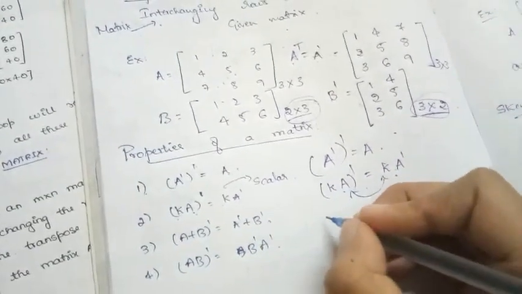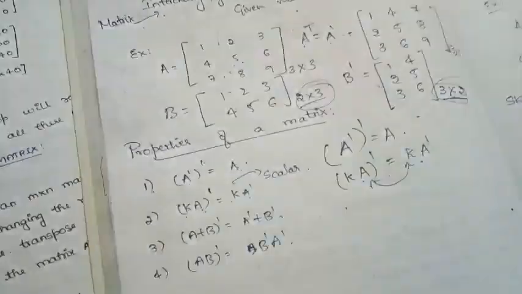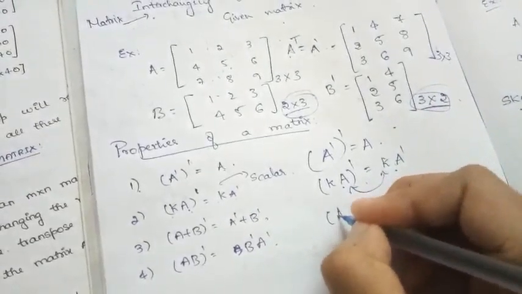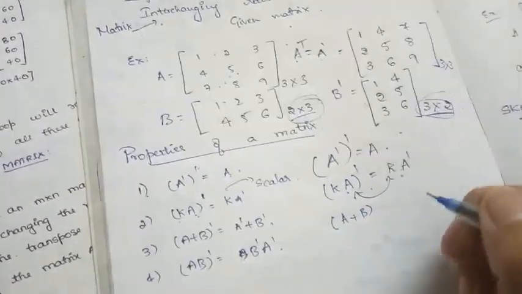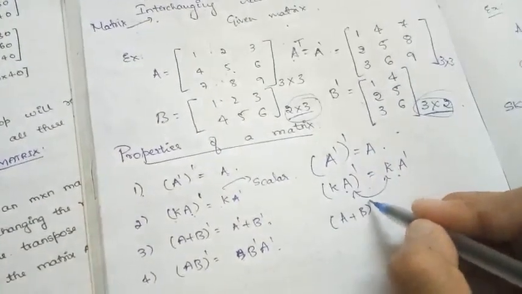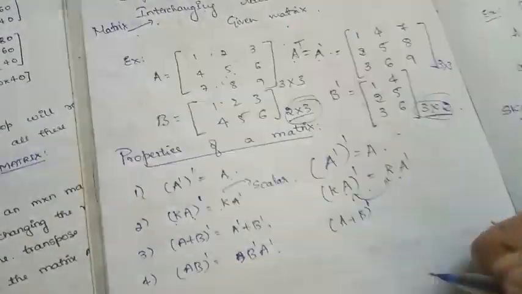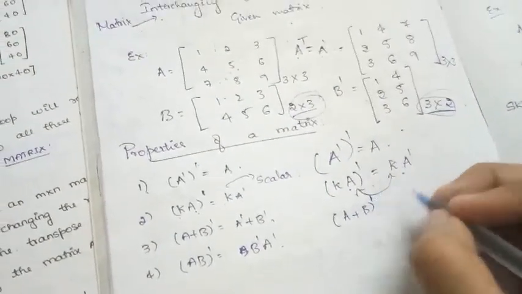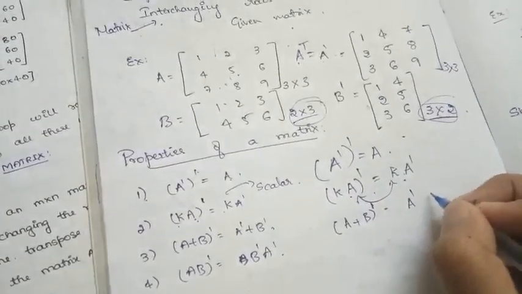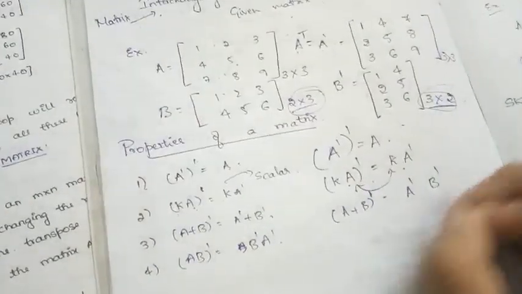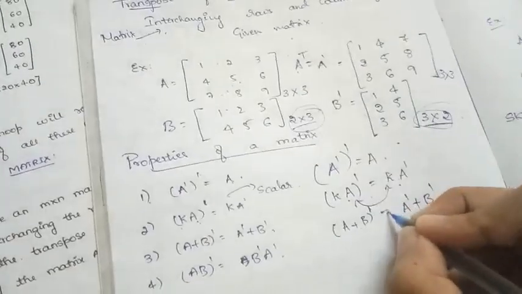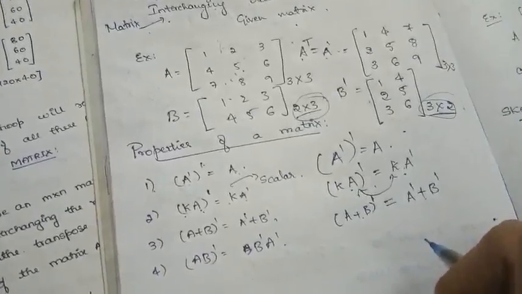The third property is that A plus B whole transpose is equal to A transpose plus B transpose. That is, if I take the sum of any two matrices A and B, and after getting the sum I take the transpose, then this is the same as first taking the transpose of matrix A, taking the transpose of matrix B, and then adding them. The matrices obtained are both the same. So this is our third property.